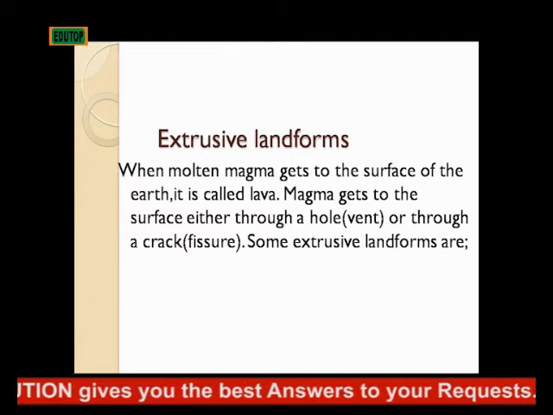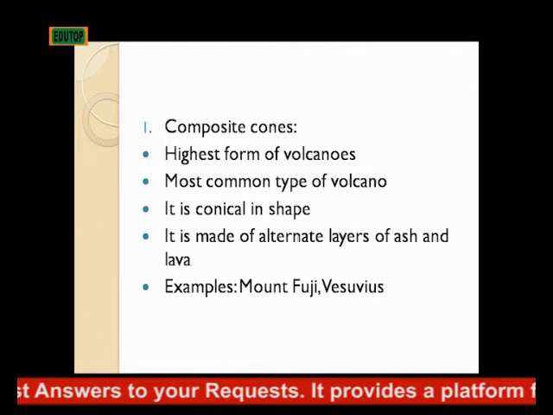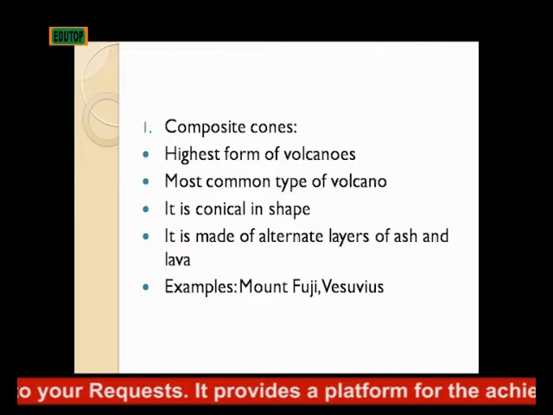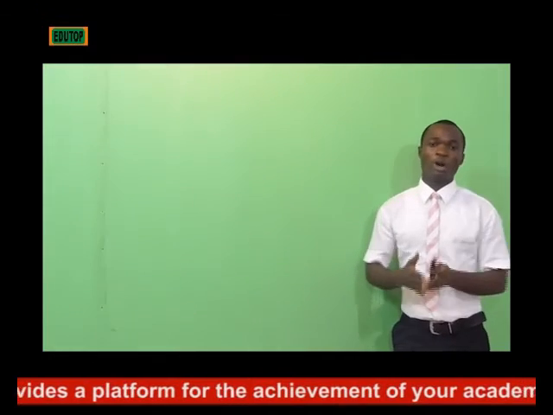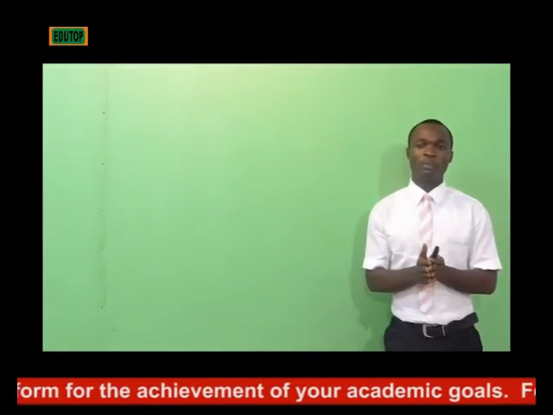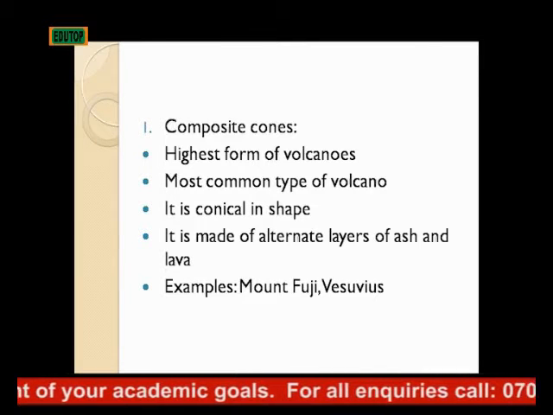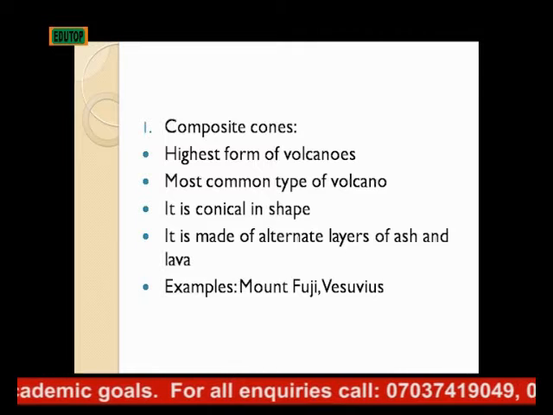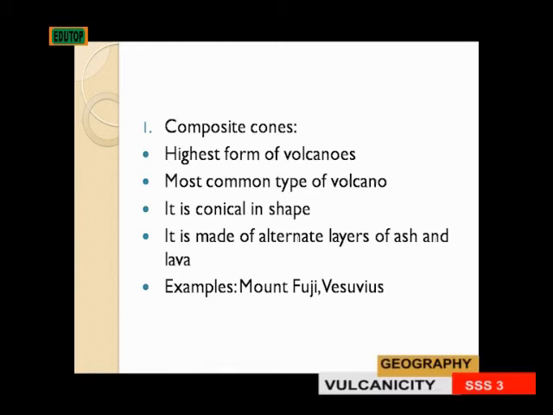Some extrusive landforms we have here include composite cones, lava cones, or lava domes. Now let's talk more about the composite cones. The composite cone has the following characteristics. It has the highest form of volcanoes. It is the most common type of volcano. The composite cone is conical in shape, just as the name implies, and it is made up of alternate layers of ash and lava.